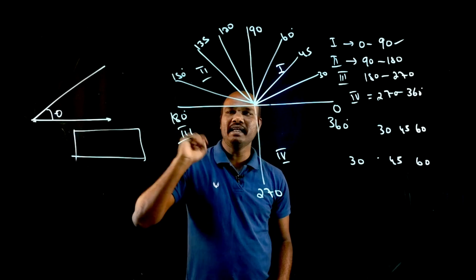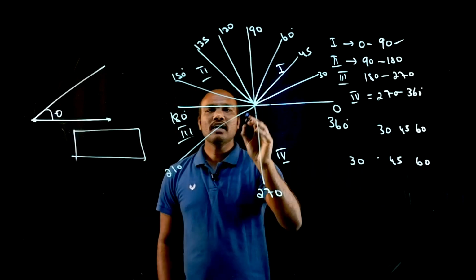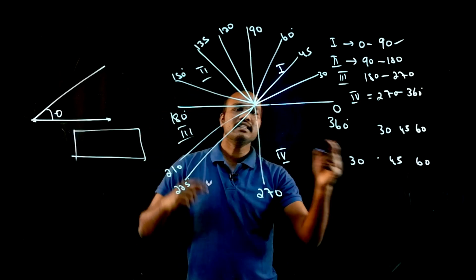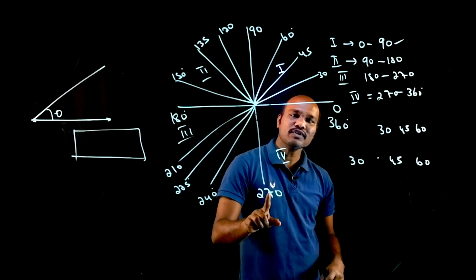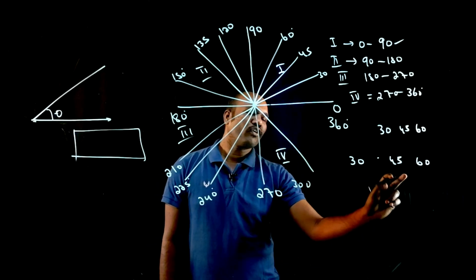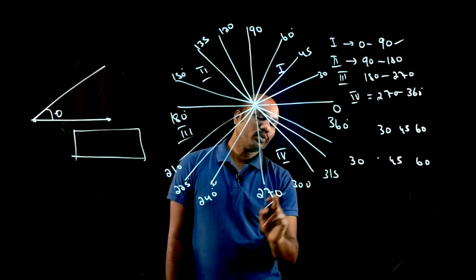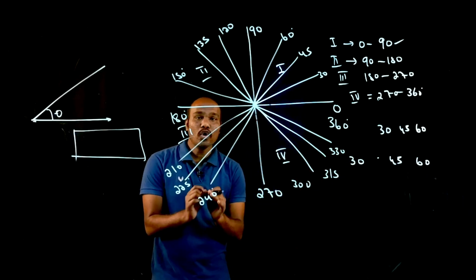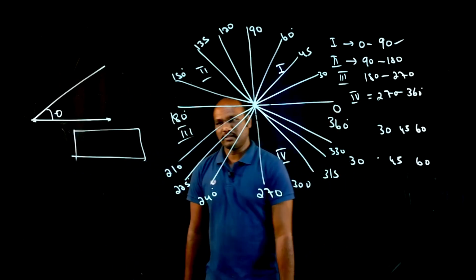Next, I'll go to the third quadrant. The third quadrant starts with what? 180. So 180 plus 30 is how much? 210. 180 plus 45 is how much? 225 degree. Again, 180 plus 60 is how much? 240 degree. Okay, this is done. The fourth quadrant starts with 270. 270 plus 30 is 300 degree. 270 plus 45 is 315 degree. 270 plus 60 is 330 degree, and 360. These are the most important angles.